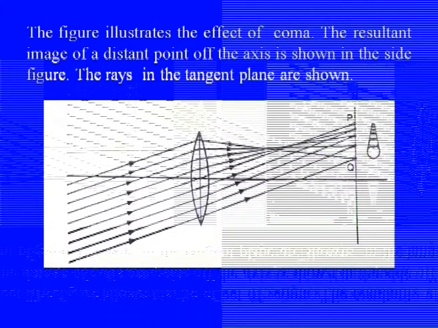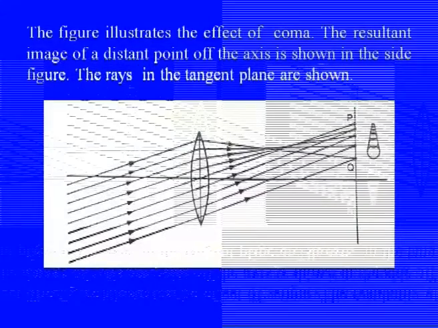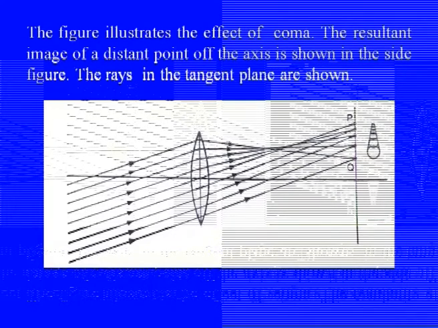The resultant image of a distant point object off the axis is shown in the side figure. The rays in the tangent plane are shown. You see, the chief ray which passes through the center of the lens goes undeviated, and you see the marginal rays, these are the ones which give rise to coma, a broader circle near the axis and a vertex close to the point P.